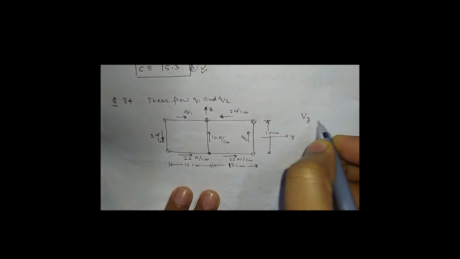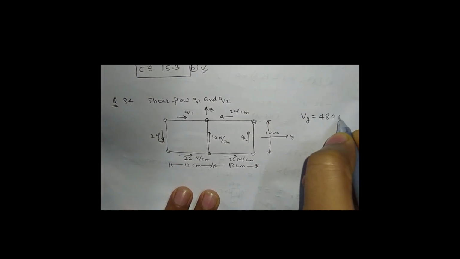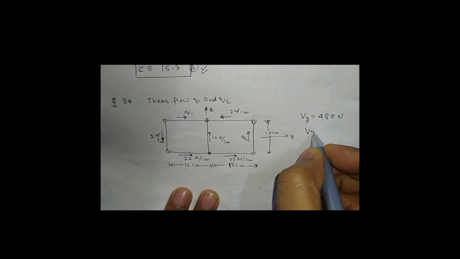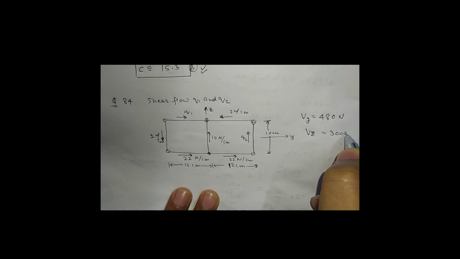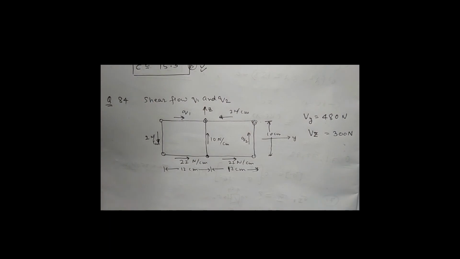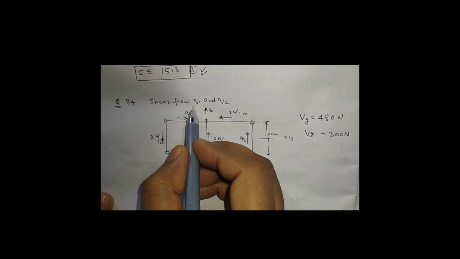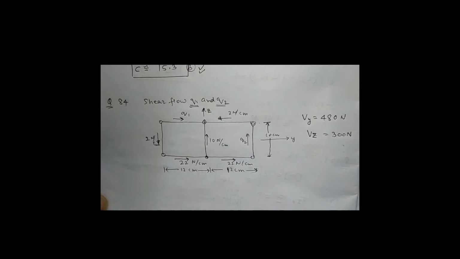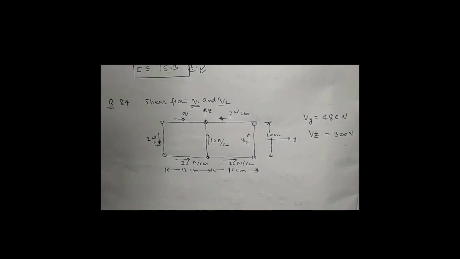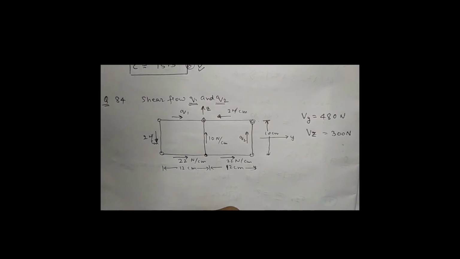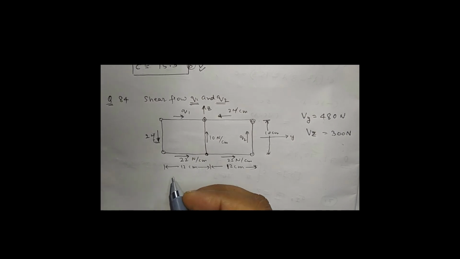Question number 84. An idealized thin-walled two-cell symmetrical box is shown in the figure, where the shear force in the y direction is given as 480 Newton and the shear force in the z direction is given as 300 Newton, and a torque M is also acting at the shear center. In question number 84, we have to find the shear flows Q1 and Q2. This is the idealized section. For solving the question, we have to know the property of a constant shear flow section.